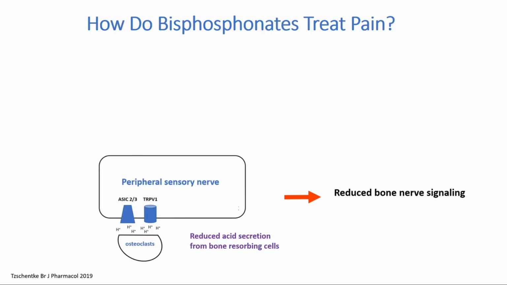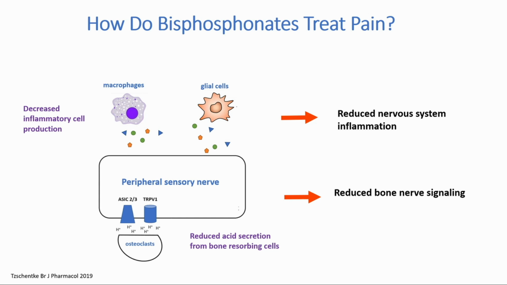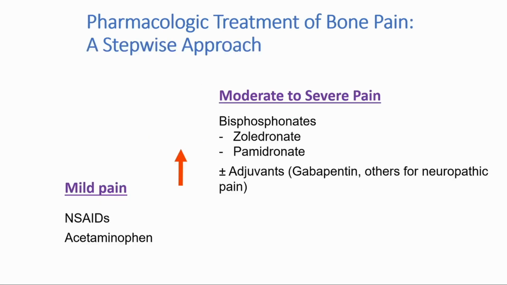So how do bisphosphonates treat pain? This is an area of debate, but in general, this is how we think it works. In the bone-resorbing cells, the osteoclasts, treatment with bisphosphonates will reduce their acid secretion. Acid is one of the ways they break down bones. When they reduce acid secretion, they reduce signaling to the peripheral sensory nerves. When the peripheral sensory nerves are not signaling as much, they will produce less inflammatory cells, and that will reduce inflammation in the nervous system. The combination of all of these factors leads to reduced pain.